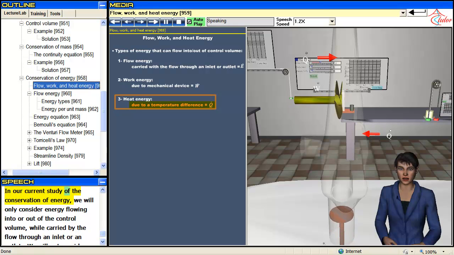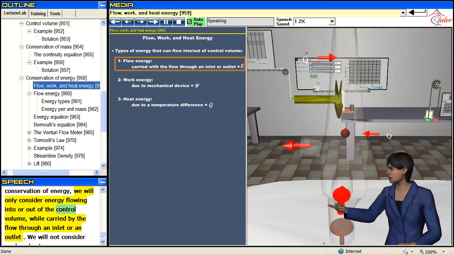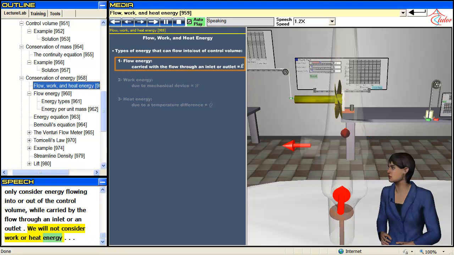In our current study of the conservation of energy, we will only consider energy flowing into or out of the control volume while carried by the flow through an inlet or an outlet. We will not consider work or heat energy.